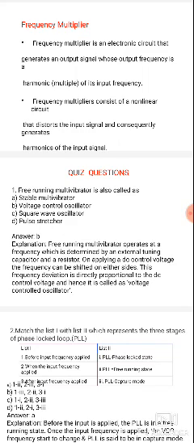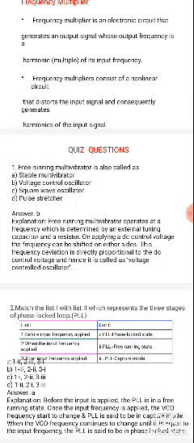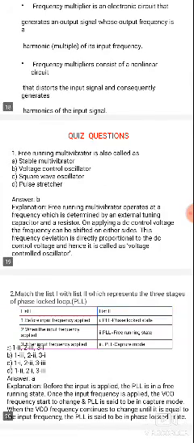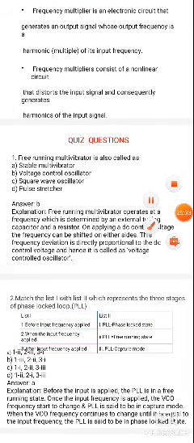If n is 1, F naught is equal to Fi, which means it is not working as a multiplier. The multiplication starts from F naught equal to 2 times Fi, or 3 times Fi, or n times Fi. That is a multiplier circuit: an electronic circuit that generates an output signal frequency that is a multiple, or harmonic, of the input frequency.